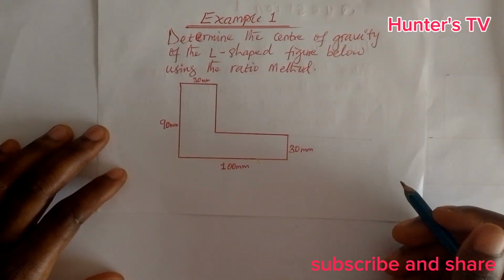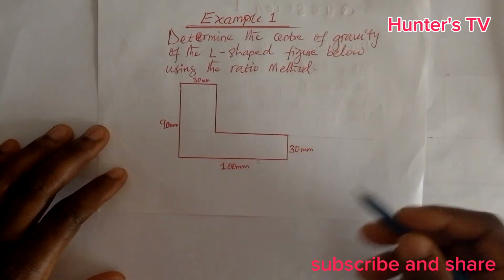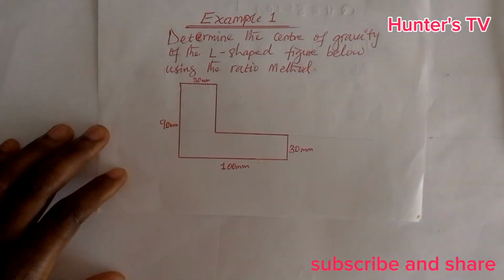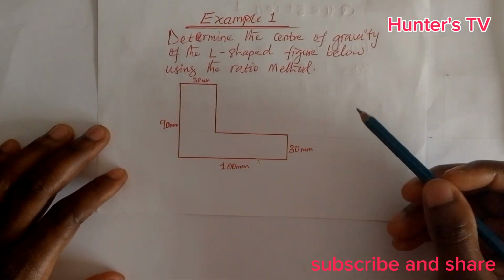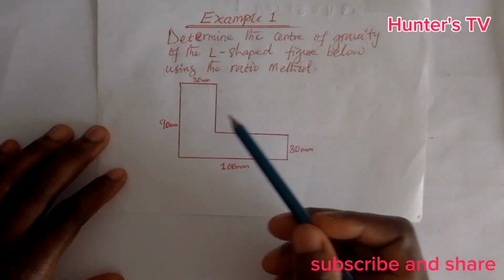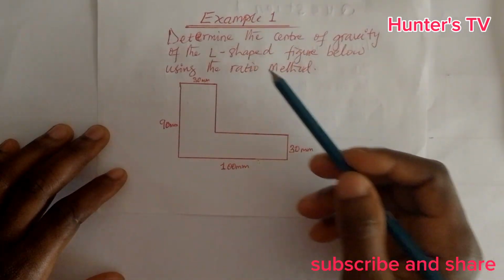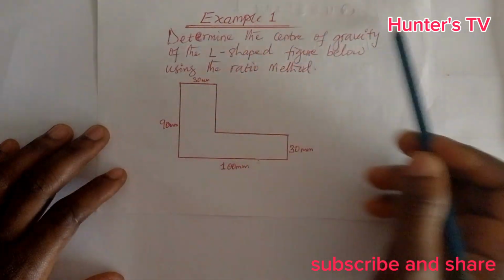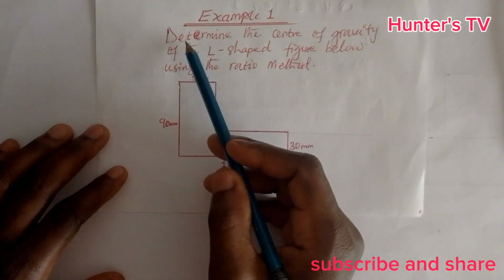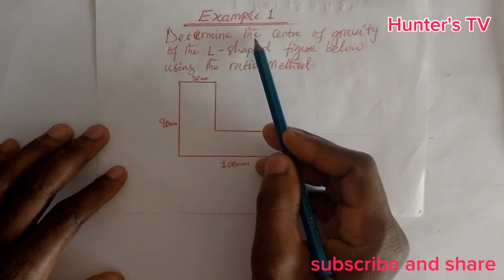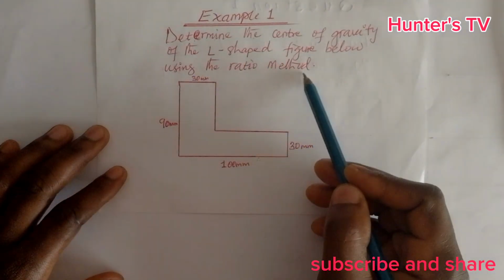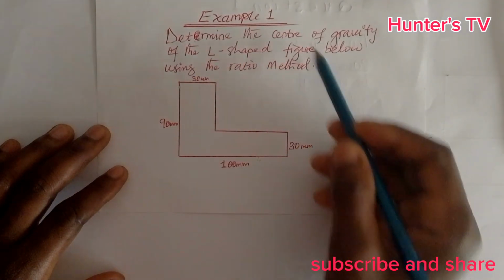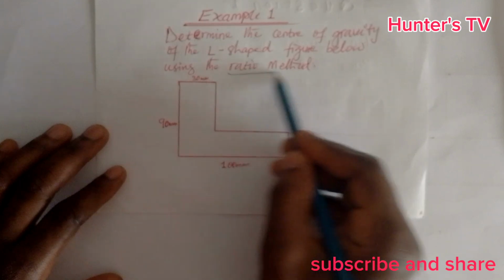Today, we are going to be looking at how to find the center of gravity of an L-shaped figure. Or you can say, how to find the centroid or center of gravity of an L-shaped figure. So let's look at this example, example 1. It says: determine the center of gravity of the L-shaped figure below using the ratio method. So we are going to be using the ratio method.